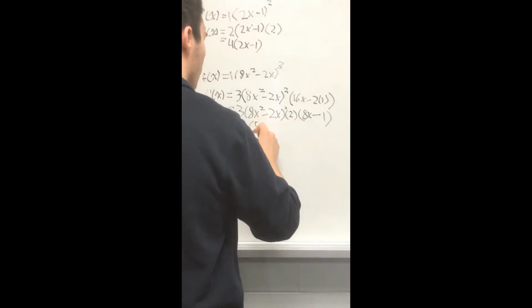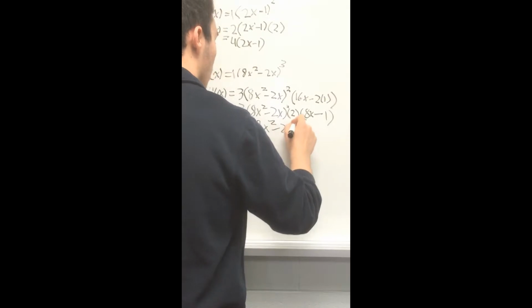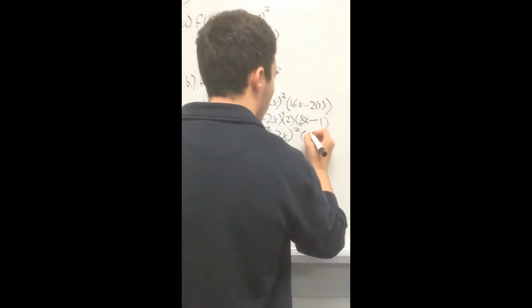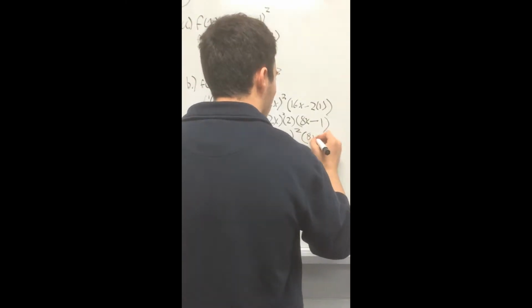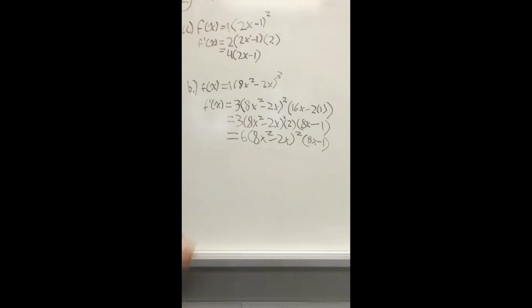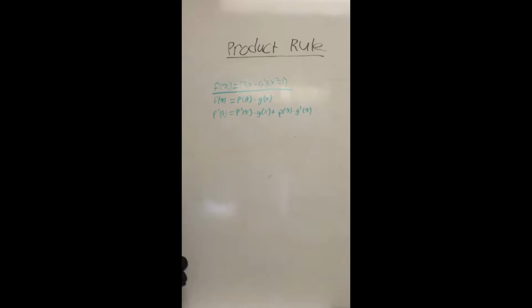And then you keep the brackets the same, x minus 2, x to the power of 2. And then the second set of brackets is the same as your factored form, 8x minus 1. And that's your derivative of 8x squared minus 2x to the power of 3. Now that we have reviewed the chain rule and the power rule, we can start working on the product rule.